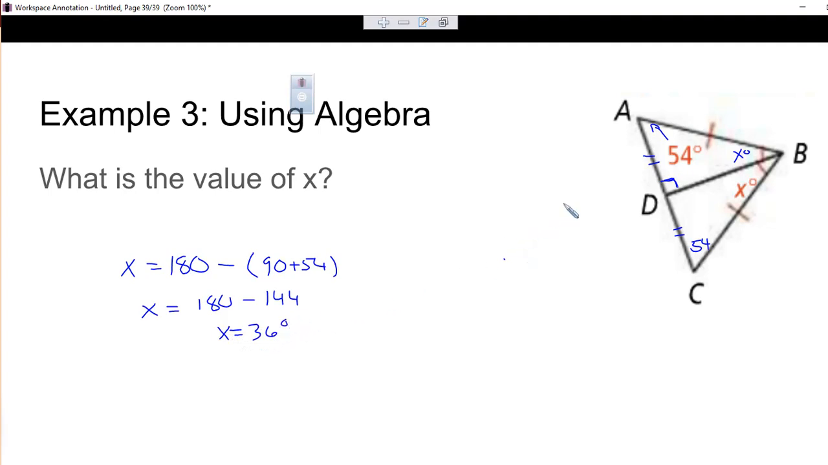Now a quick way to do this was to recognize if this is a right angle right here, then these two angles have to also equal 90 because 90 is half of 180. It's half of the measures of the triangle, so these two should also equal 90. So you could take x is equal to 90 minus 54, and that would give you that x is equal to 36. Much quicker, simpler way to do it, but you can also work it out by adding these two angles up and subtracting from 180.